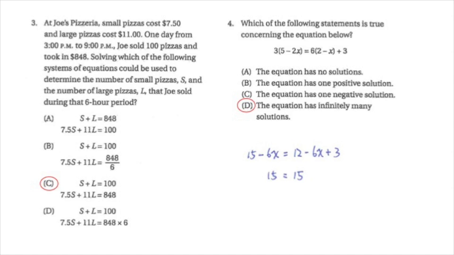Question 4. In this question, when we solve this equation, meaning we break the brackets on both sides, we have 15 minus 6x equals 12 minus 6x plus 3. And after simplifying both sides, we have 15 equals 15, which means no matter what x is, this equation will always be true. So that means this equation has infinitely many solutions.